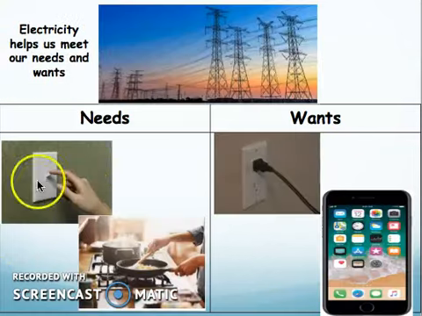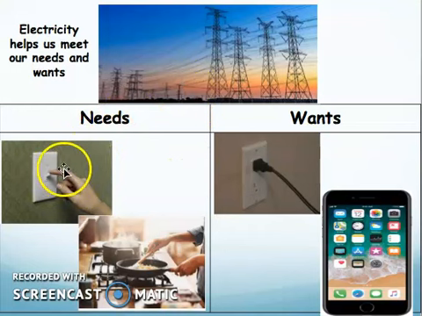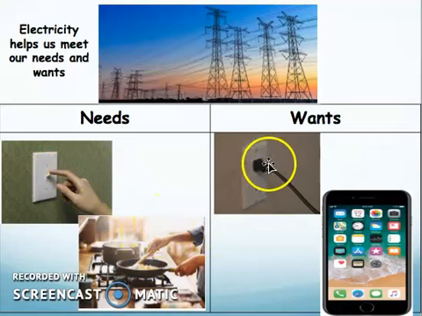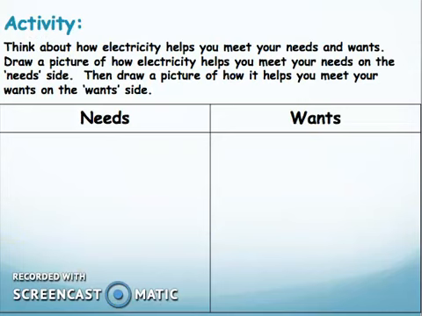So let's look back at the chart we have here, right? I said this was my chart. I said electricity helps me meet my needs by giving me light so I can cook dinner for my family. It also helps me meet my wants because it allows me to plug in and charge my cell phone so I can take my cell phone with me, and it makes my life easier. So that's what you're going to do. So on a piece of paper in your notebook, draw this chart. Again, one side write needs, the other side write the word wants, and then draw a picture of how electricity helps you with your needs on this side and how it helps you with your wants on this side.